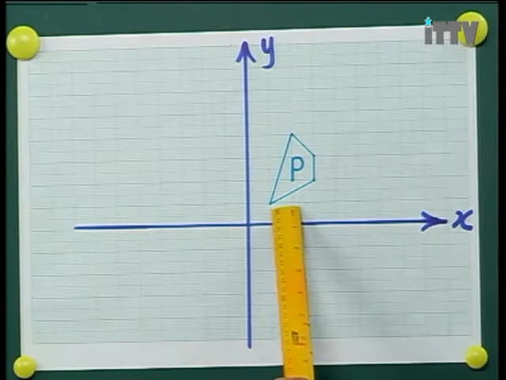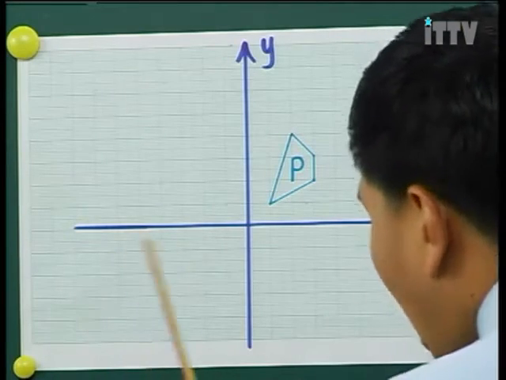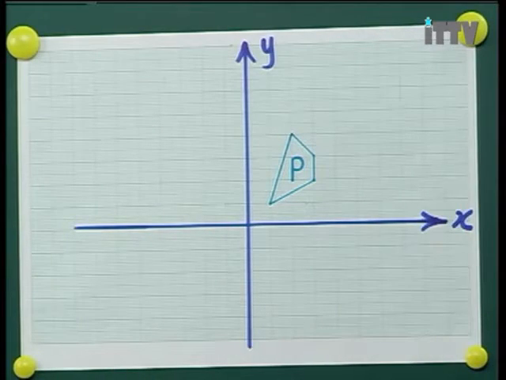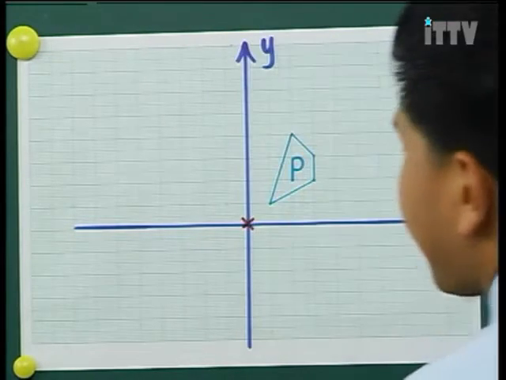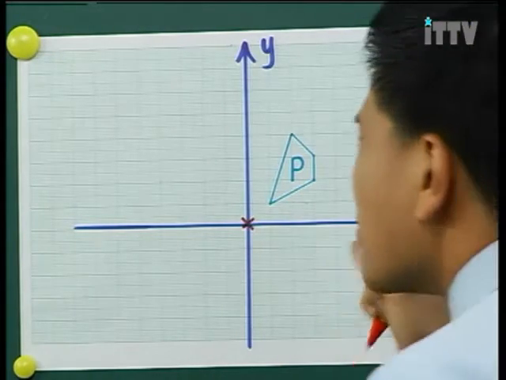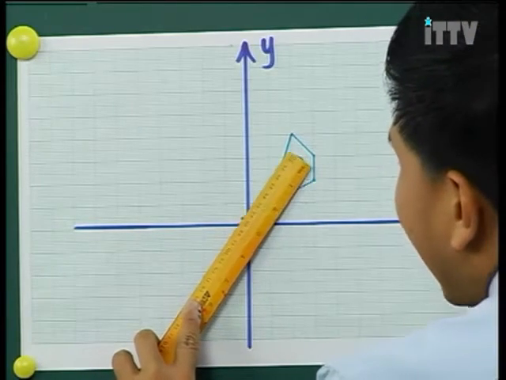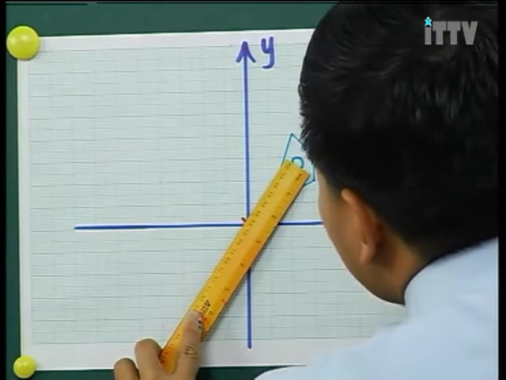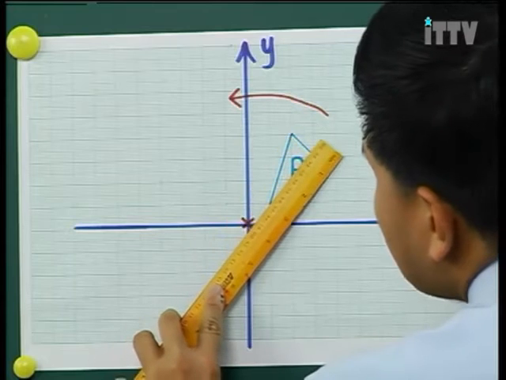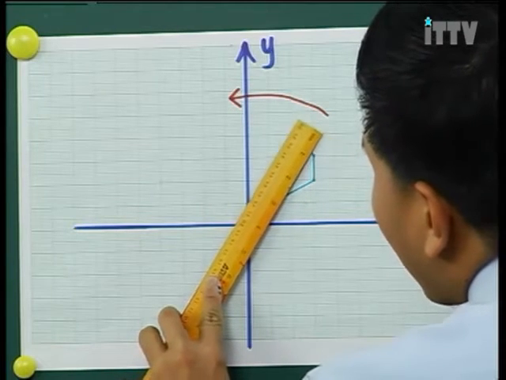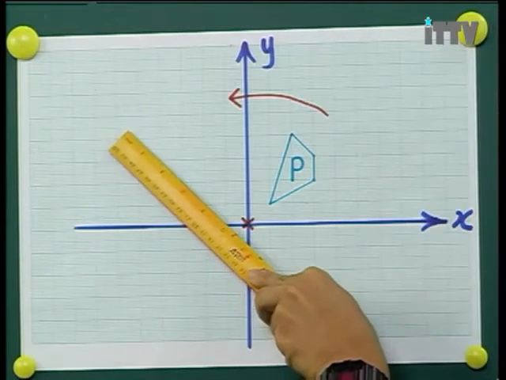I'm going to rotate it according to the question, which is anti-clockwise, and the center of rotation is 0, 0, which is the origin. So this is the center, and we're going to rotate it around. Just imagine that this is the hand of the clock, and we're going to rotate it anti-clockwise, which means it is moving in this direction. So just imagine it moving anti-clockwise to a position of 90 degrees, then it will stop.